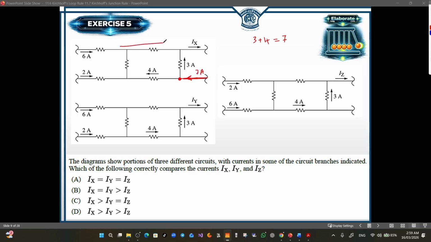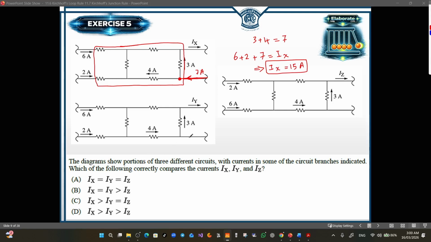Now we use the boxing method to hide this part. I don't need it. Now we apply the junction rule on this box. We have 2 currents entering the box, the 6 and 2, and from that side we have another current entering this box, which is 7. So let me add it here. We have only one current leaving this junction, which is Ix. So Ix is 6 plus 2 plus 7. Then Ix is equal to 15. Let's skip the value here because I will need it in order to complete the ranking.